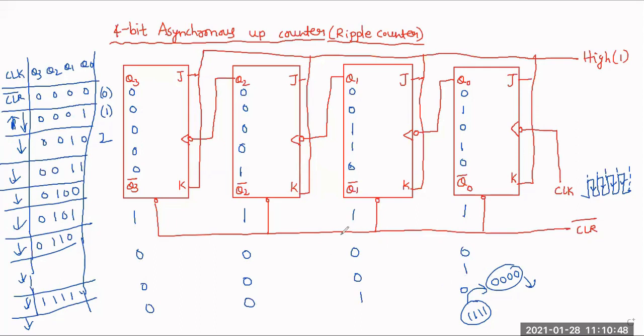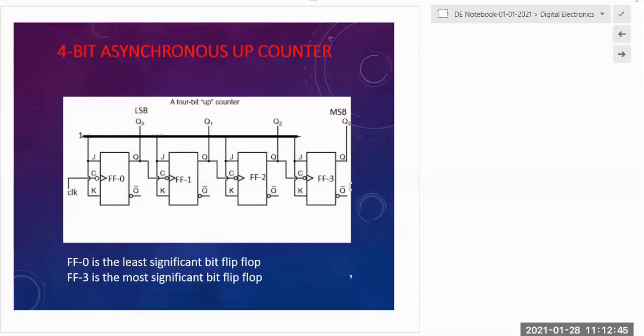Okay, this is called a 4-bit asynchronous up counter. So here this is your 4-bit asynchronous up counter. Actually, whatever the diagram that is reversed here, don't follow this one. So here, this is your flip flop 0, this is flip flop 1, this is flip flop 2 and this is flip flop 3, and I will apply Q0, Q1, Q2, Q3 in the reverse direction.